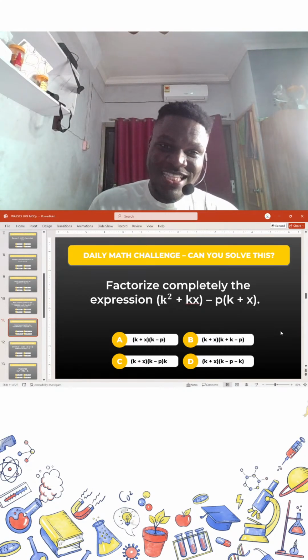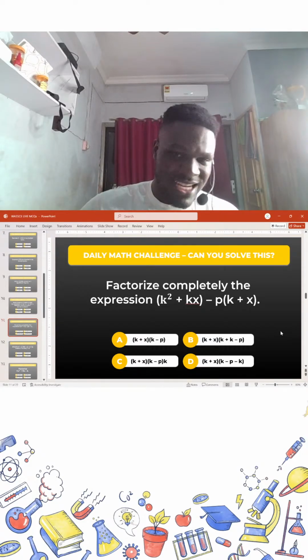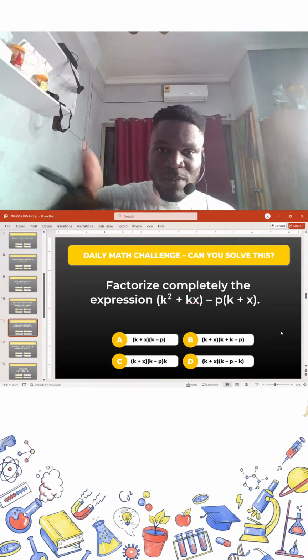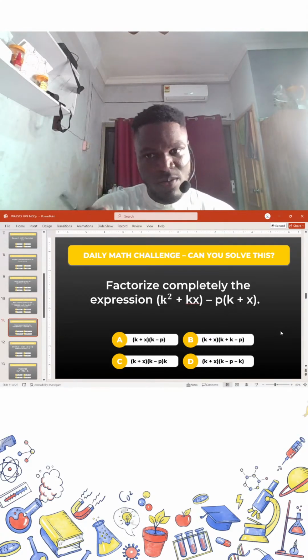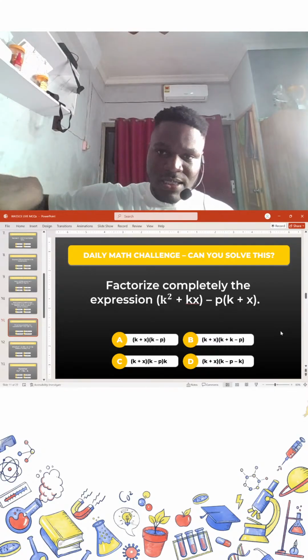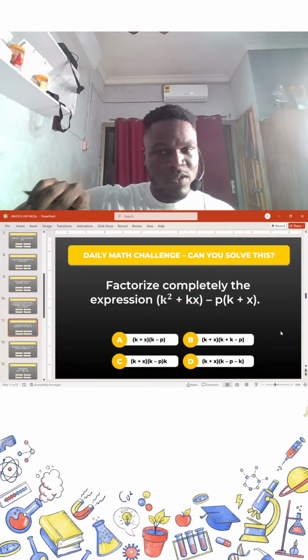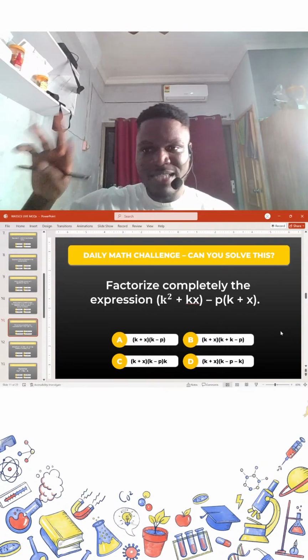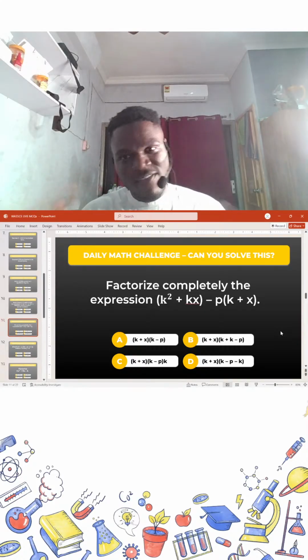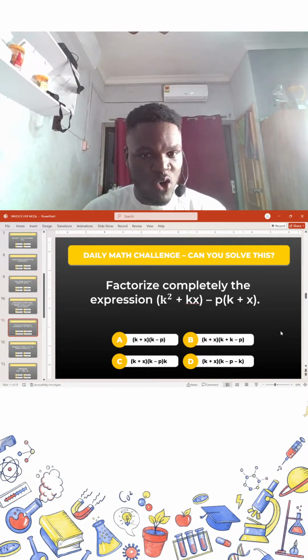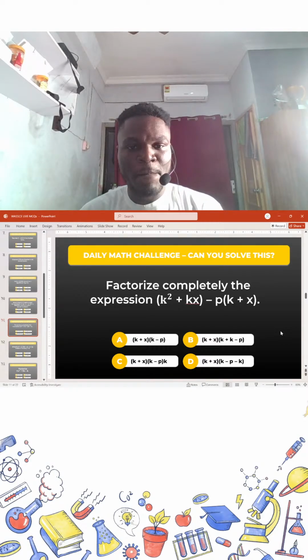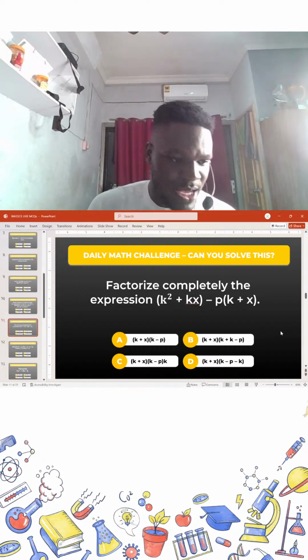So yes, guys, the correct answer here is option A, because if you factorize this expression, first of all, you maintain the first set of expression, that is k squared plus kx. You maintain it, and then you expand the other side of the bracket, which is p multiplied by the bracket k plus x. After you expand that, you group and then you factorize, and then you get your answer as option A. That will be your correct answer.